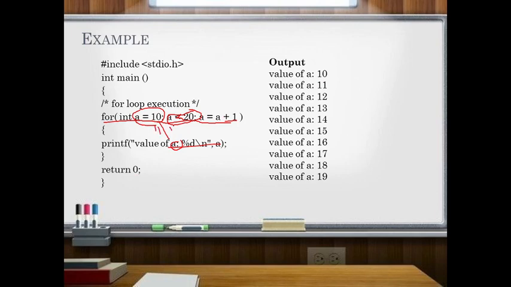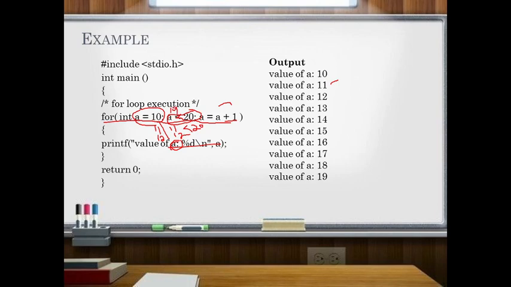So 11 is less than 20, yes. If it is true, then post increment: a should be printed and then incremented. 11 has printed, then it was incremented, so it is 12. Now comparing it, 12 is less than 20, and like this it will be executed till 19.